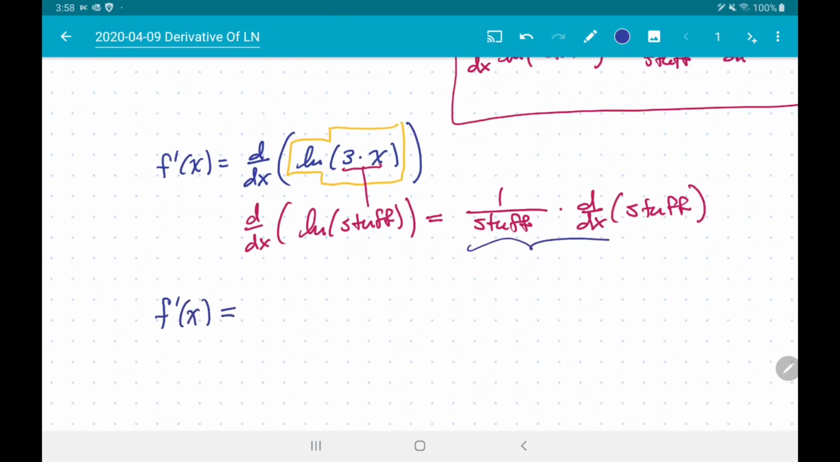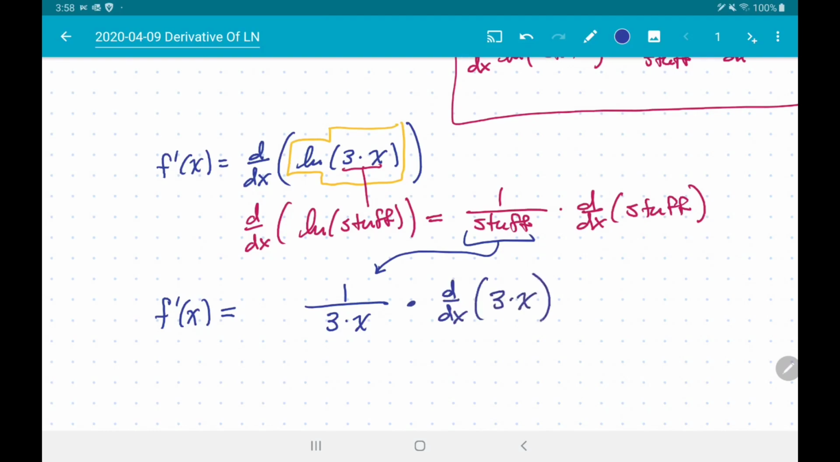Okay, so now I need to apply this rule. I need 1 over the stuff, so 1 over 3 times x, and then let me make this a little clearer here. 1 over the stuff goes there, and I will multiply by the derivative d over dx of 3 times x. So as you can see, the ln does not appear on the right-hand side. It has been transformed into reciprocal because the derivative of ln is reciprocal.